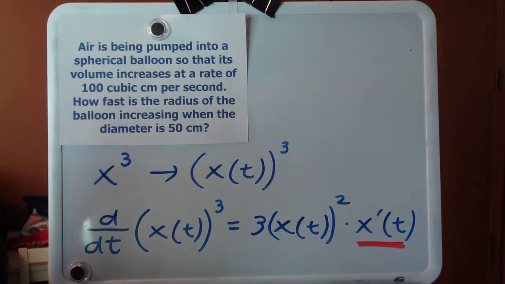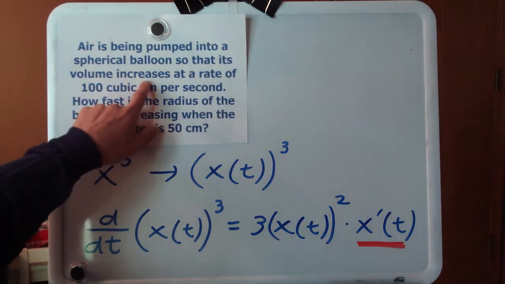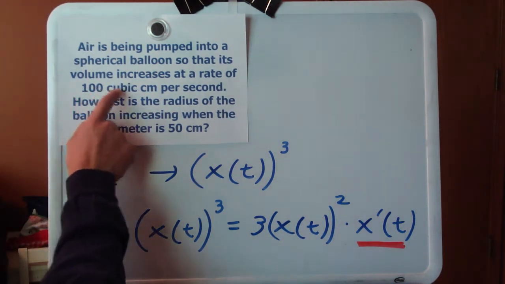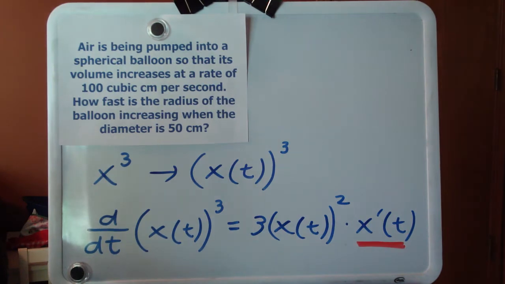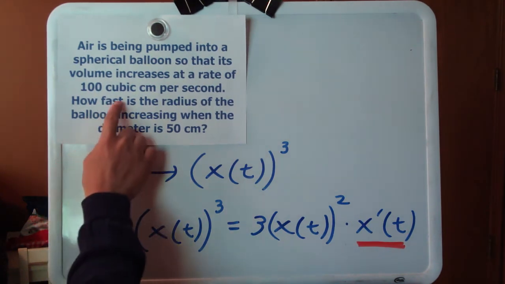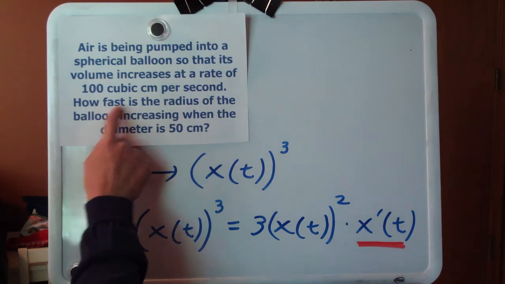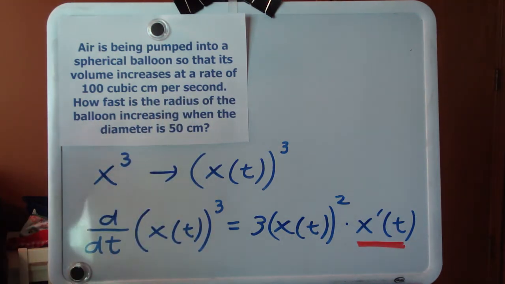So this problem is about pumping air into a balloon. It's a spherical balloon, and it says that the volume is increasing at a certain rate, 100 cubic centimeters per second. The question in the problem is, how is the radius changing? How fast is the radius of the balloon increasing at the exact moment when the diameter is 50 centimeters?